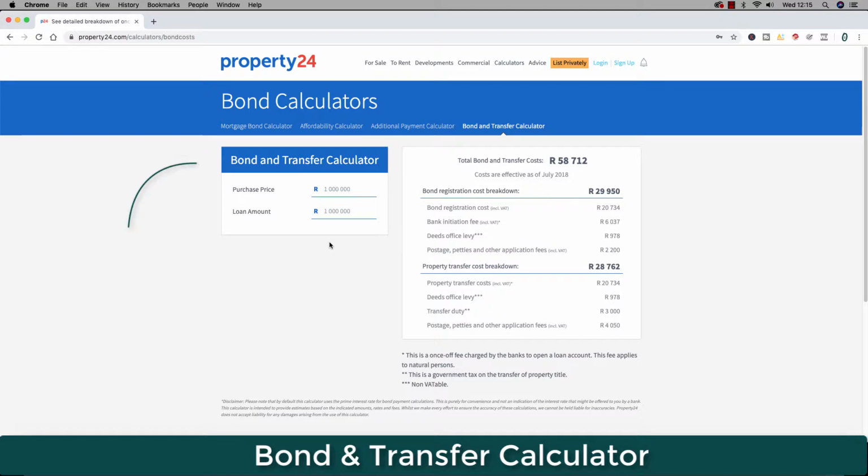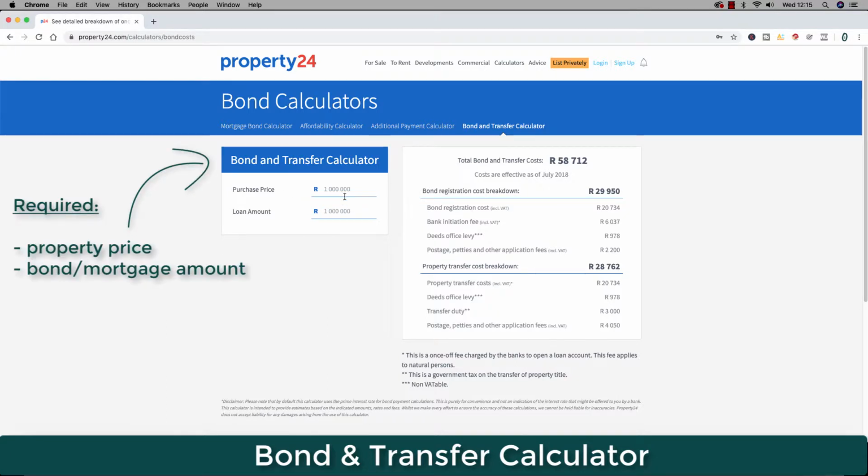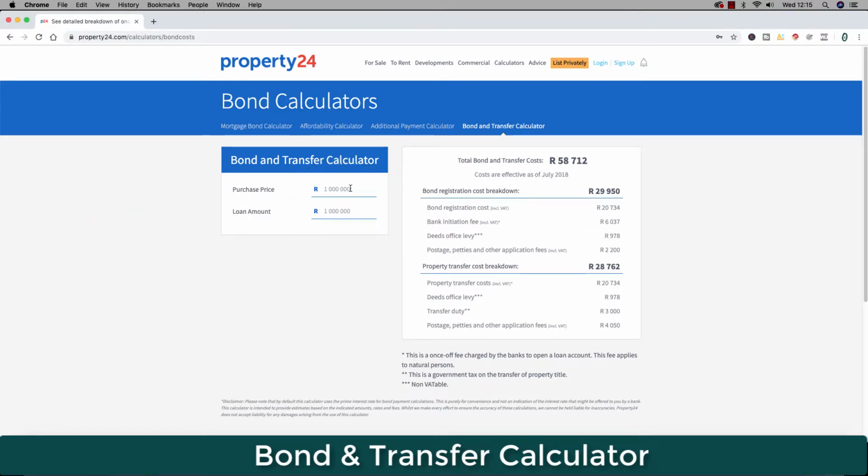So, the information that is required on the left-hand side is the purchase price of your property, which we'll keep at 1 million because it means that we're definitely going to have the transfer duty. And the loan amount. If you've got a deposit, this is obviously going to be different according to the purchase price. So, assuming that we've got a bit of a deposit, let's have our loan amount only be 900,000. Then I know what the total bond and transfer costs are.